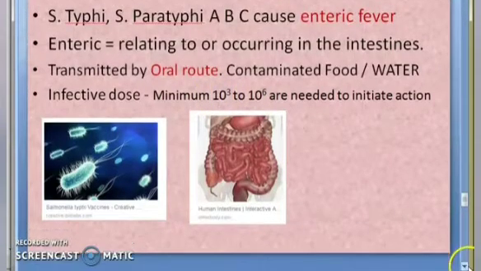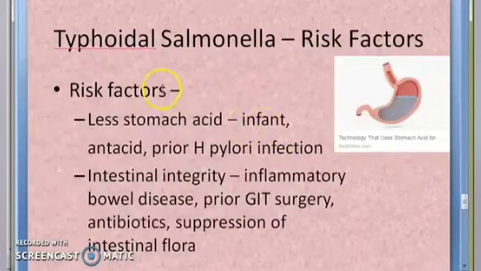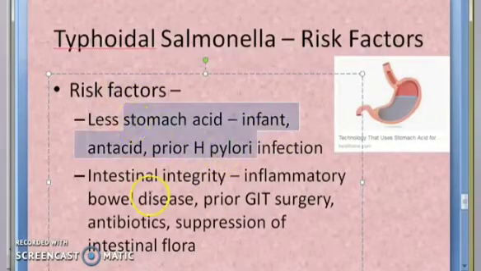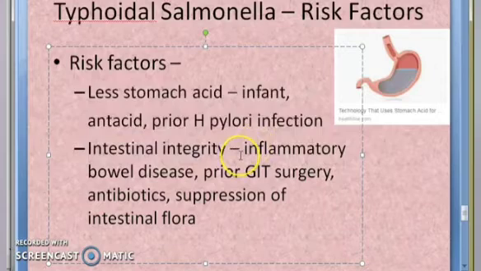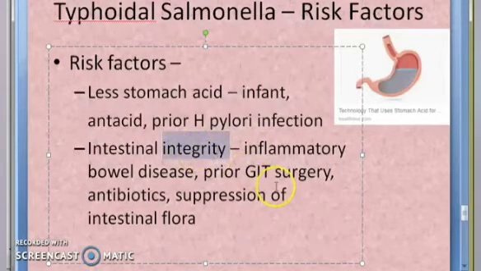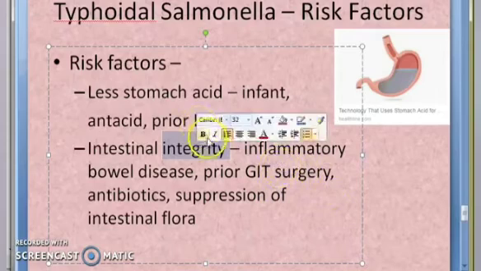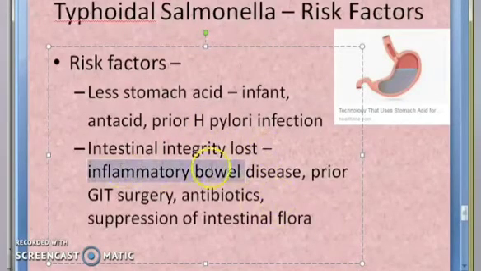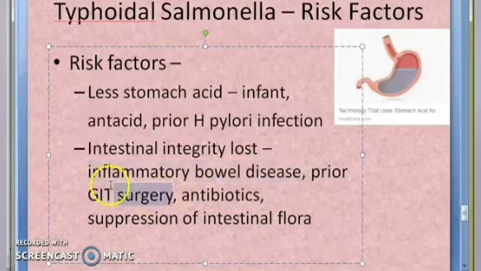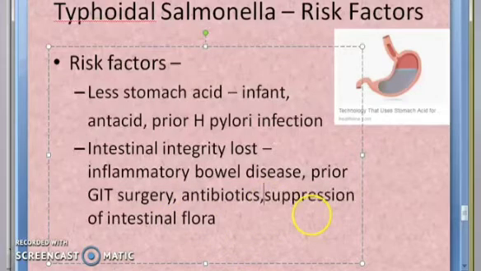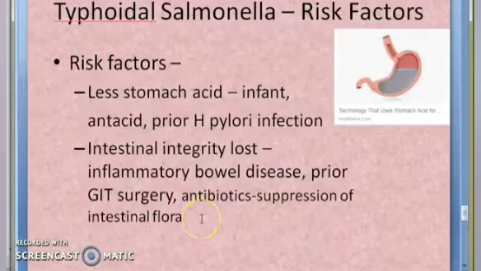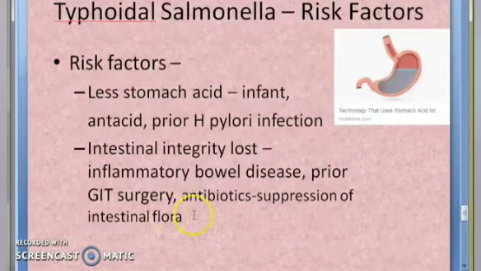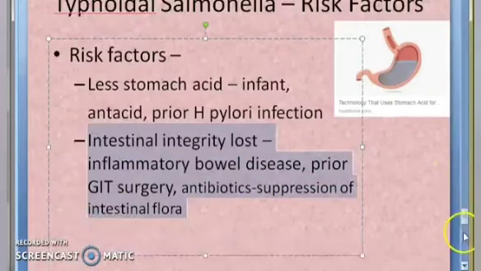Okay, so we are moving on to the next slide here. That is risk factor. Now risk factor, we told you, if there is less acid in the stomach and intestinal integrity lost. Now that the bacteria reached the intestine, intestinal integrity is not there, right? Like inflammatory bowel disease is there, any prior GIT surgery is there, the person is on antibiotics, so the normal intestinal flora is suppressed. So all these things can cause typhoid, okay, enteric fever. Typhoid is a type of enteric fever. So let's move on now then to the next slide.